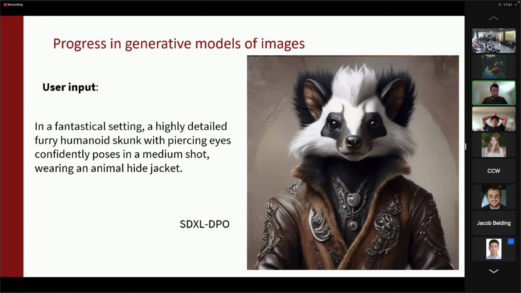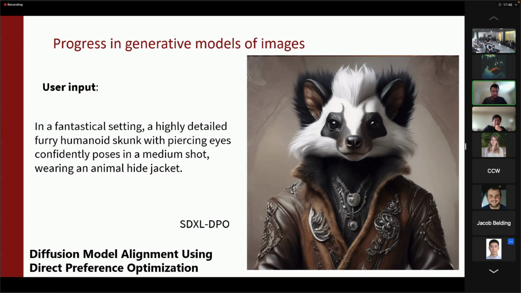This is actually produced by one of the most recent models that we created, which is basically a Stable Diffusion model that has been fine-tuned with RLHF-kind of techniques. So DPO, another technique that we developed for incorporating human preferences in diffusion models. So this is the paper if you want to read about it.